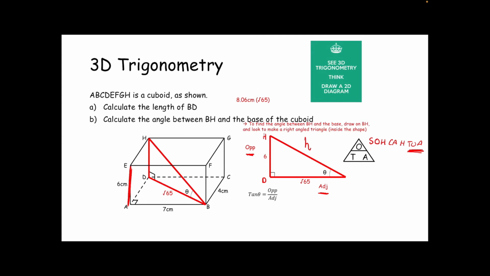This means that tan of our angle is equal to our opposite over our adjacent. Let's substitute in what we know and solve. Tan of our angle is equal to 6 over root 65. To find theta, we first calculate 6 over root 65, which gives us 0.744 recurring. And now, to find our angle, we inverse tan 0.744, and we get an angle of 36.7.